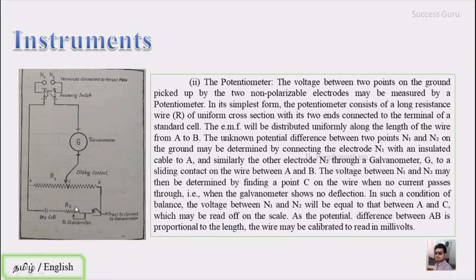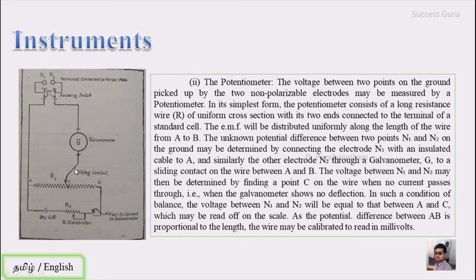So the unknown potential difference between the points N1 and N2 on the ground may be determined by connecting the electrode N1 with an insulated cable to A. So this is an insulated cable which is connecting this N1 to A. And similarly, the other electrode N2 through a galvanometer to the side that connects to B.